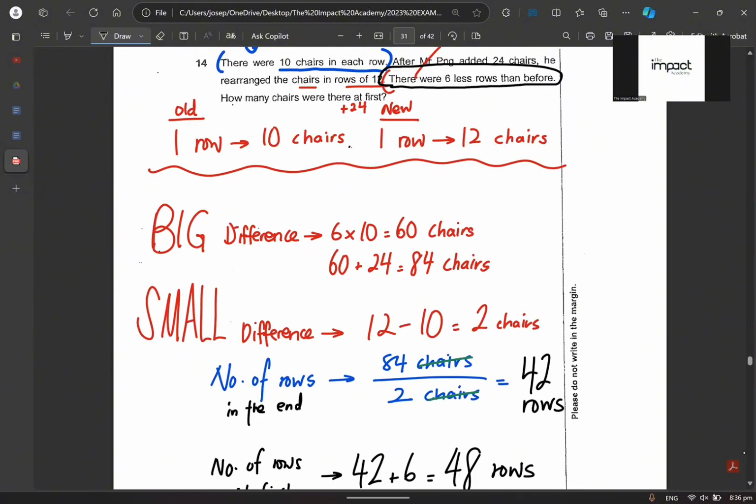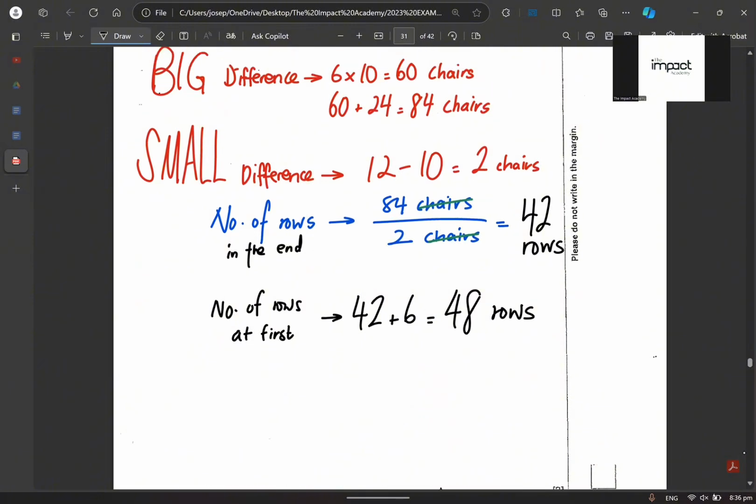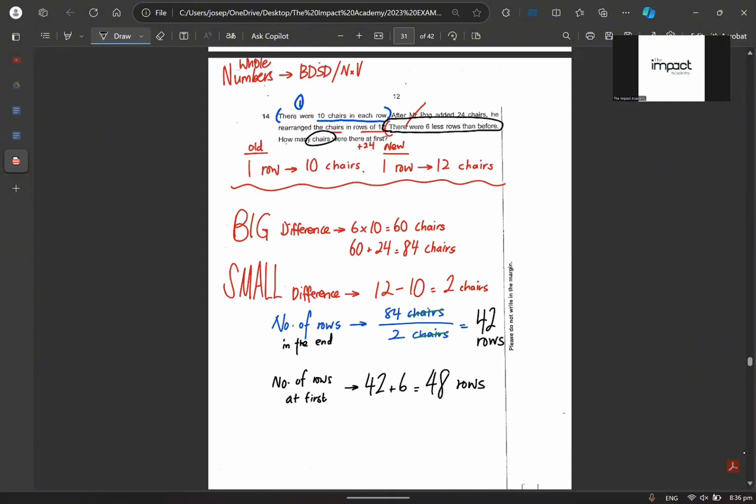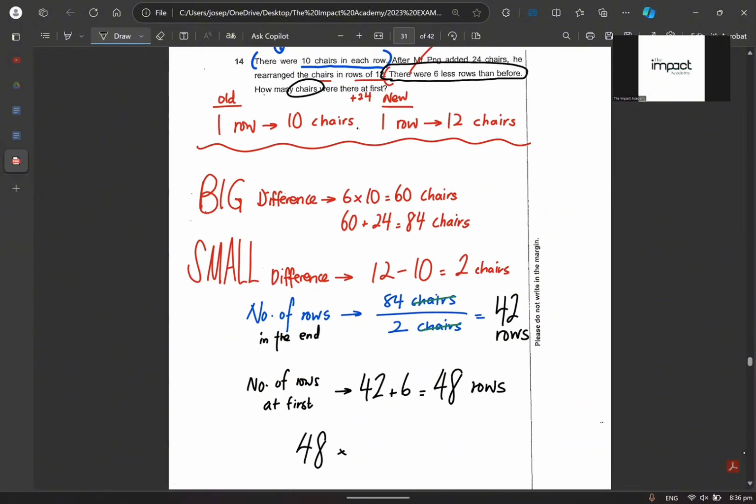Yeah. But the question is not asking for rows. The question is asking for? Chairs. How many chairs were there at first? 48 times 10. Very good. Why times 10? Because one row has 10 chairs. So 480 chairs. Am I making sense or not making sense? Yep. All right. So that's the reason why your answer for this question has to be 480 chairs.